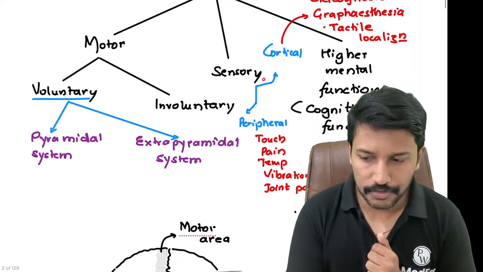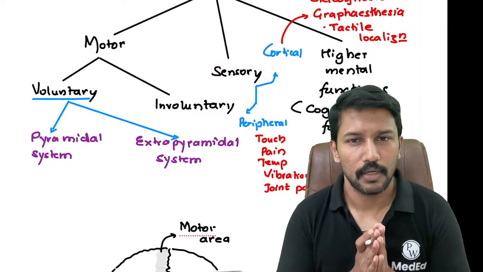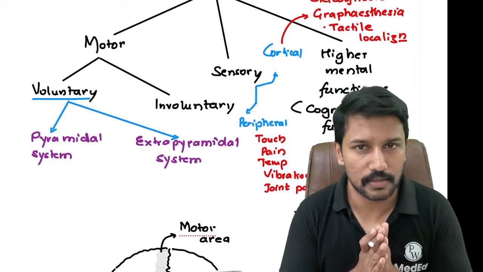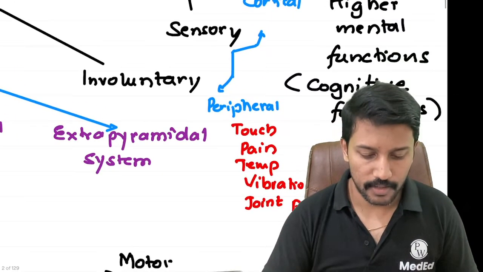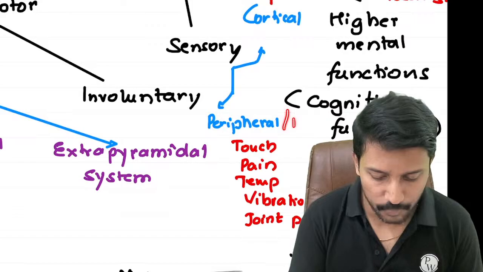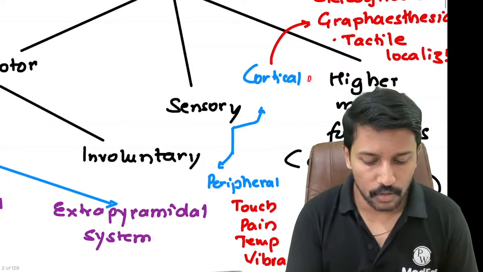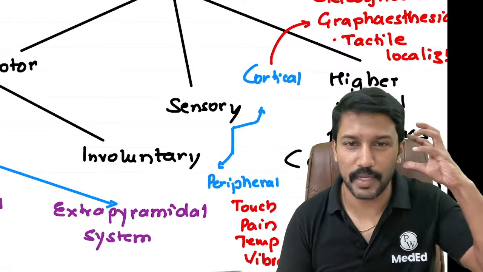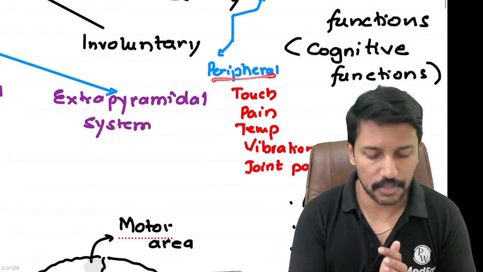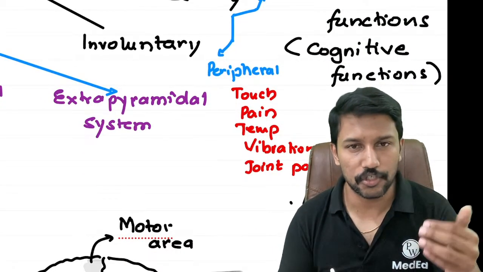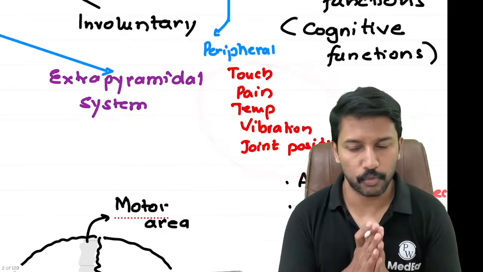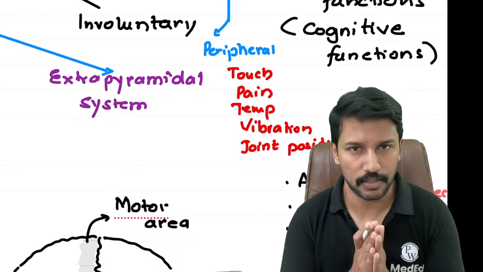Then it has another function, which is sensory function, where we perceive the sensation and then the brain deciphers what sensation it is. The sensory system is divided into two groups: the peripheral sensations, which are also called primary sensations, and cortical sensations, which is mainly the function of the brain. Normally what comes under peripheral sensation? Simple sensations like touch, pain, temperature, vibration and joint position. These are all counted as peripheral sensations.